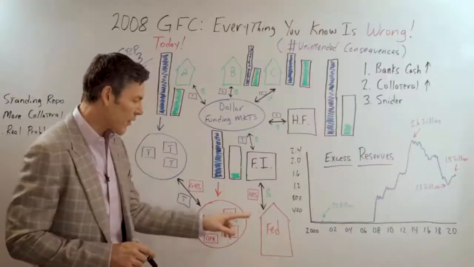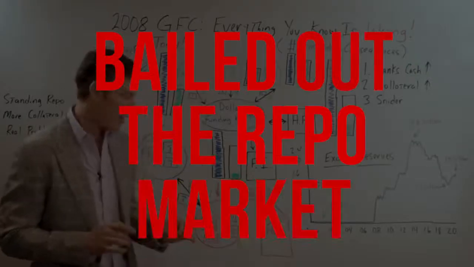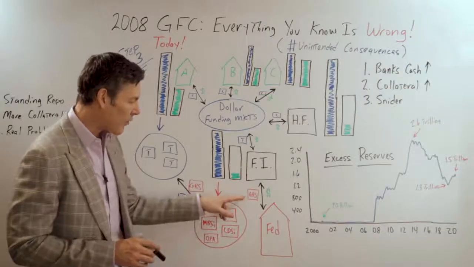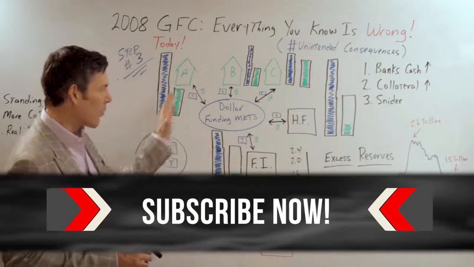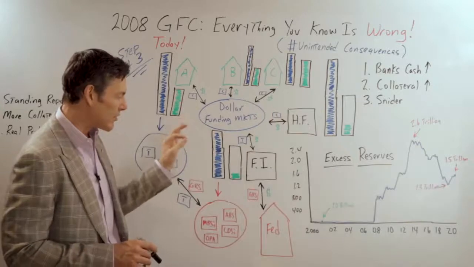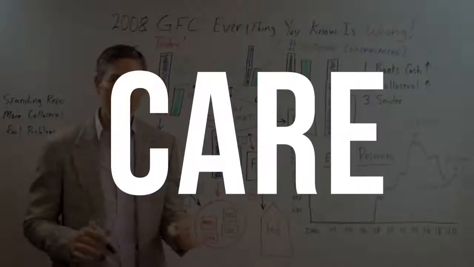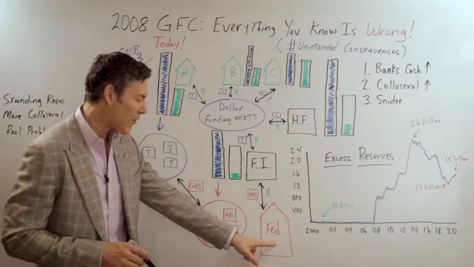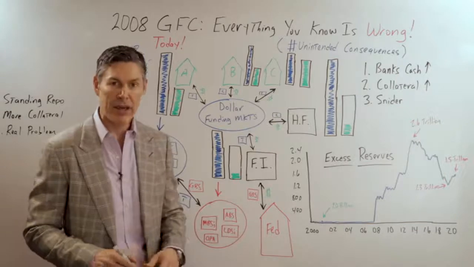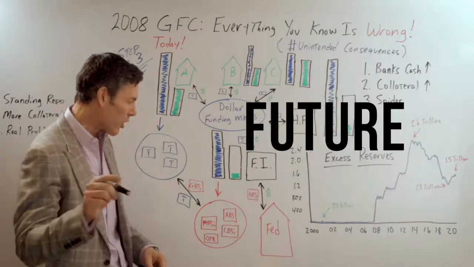Now we insert the Federal Reserve. We know that they came in and bailed out the repo market. They started to take all of the GBSs from all of these entities that the other private entities didn't want to deal with. They provided that liquidity. Why? Because they don't care how bad that collateral actually is, because they don't have a profit and loss. All they're doing is spending your children's and grandchildren's future earning power.